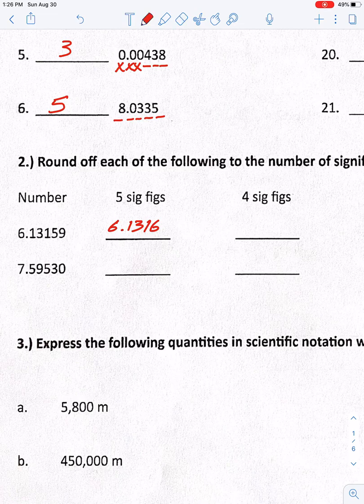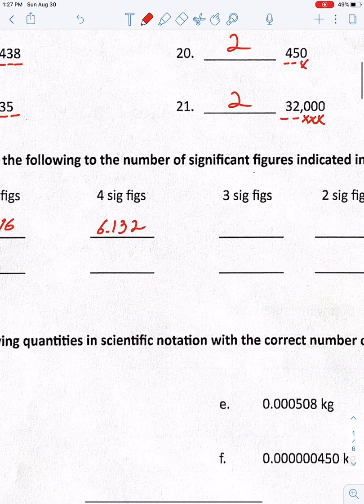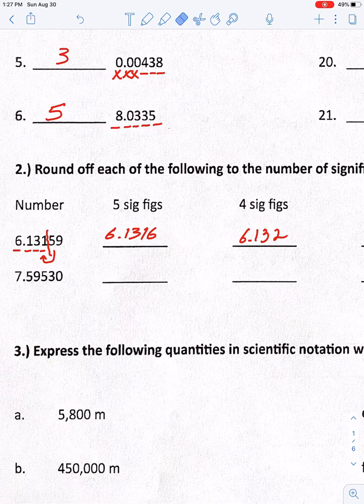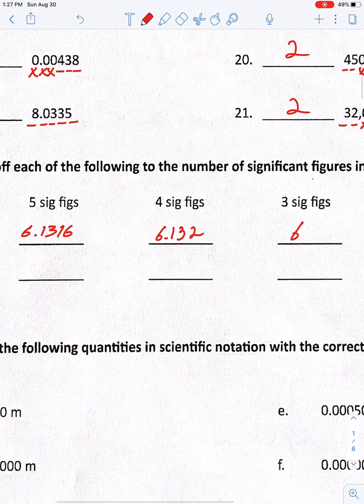And that's it. So if I wanted to round to 4 significant figures, I'm going to start from the left. 1, 2, 3, 4. Draw my line. This 5 is going to tell me that I'm going to round that 1 up. So my answer would be 6.132. Then it asks for 3 significant figures. So I'm going to count from the left. 1, 2, 3. Draw my line. That 1 is going to tell me that I am not going to round up. Remember, 5 and up, you round up. 4 and down, you stay the same. So my answer would just be 6.13.